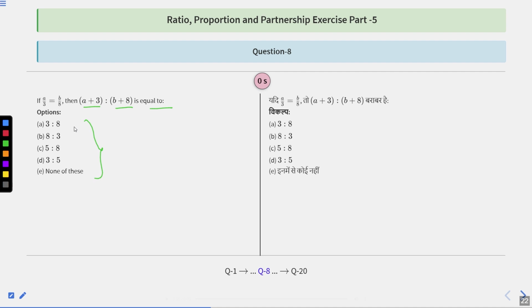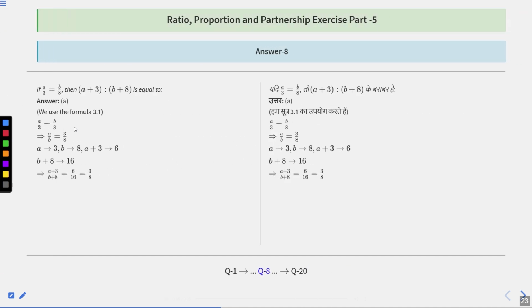Now time's up. Let's see the solution. Again, we use formula 3.1. A upon 3 equals B by 8. So we can write A upon B equals 3/8. So if A is 3 units, B is 8 units. So we can say that A plus 3 equals 6 and B plus 8 equals 16. Clearly, the ratio A plus 3 upon B plus 8 becomes 6 upon 16, which is 3/8. A is the correct answer.